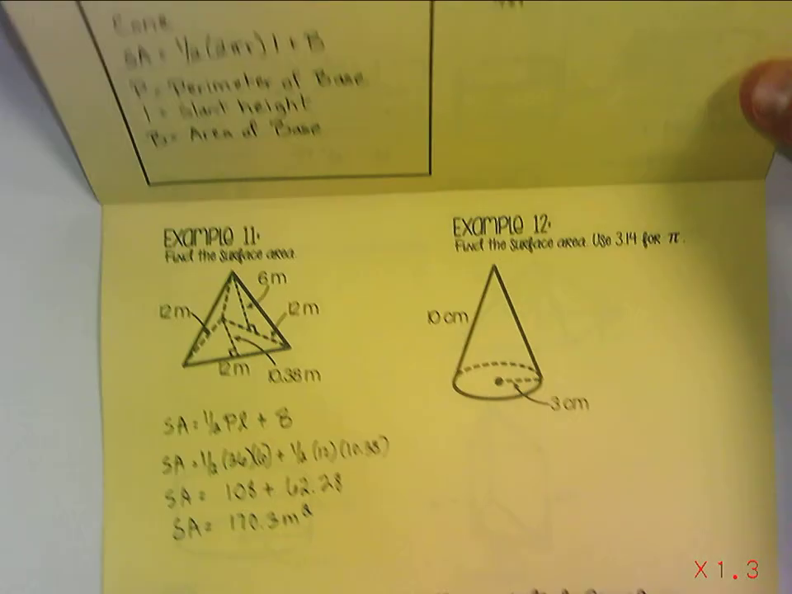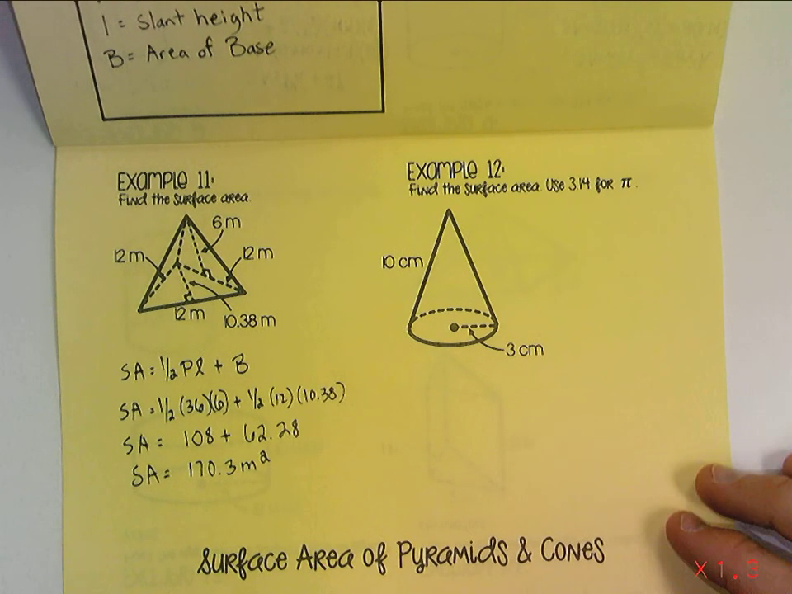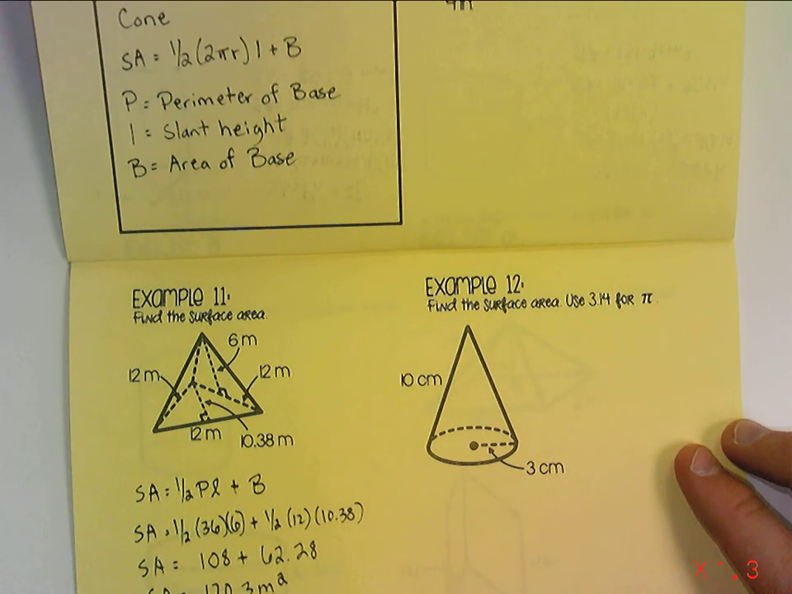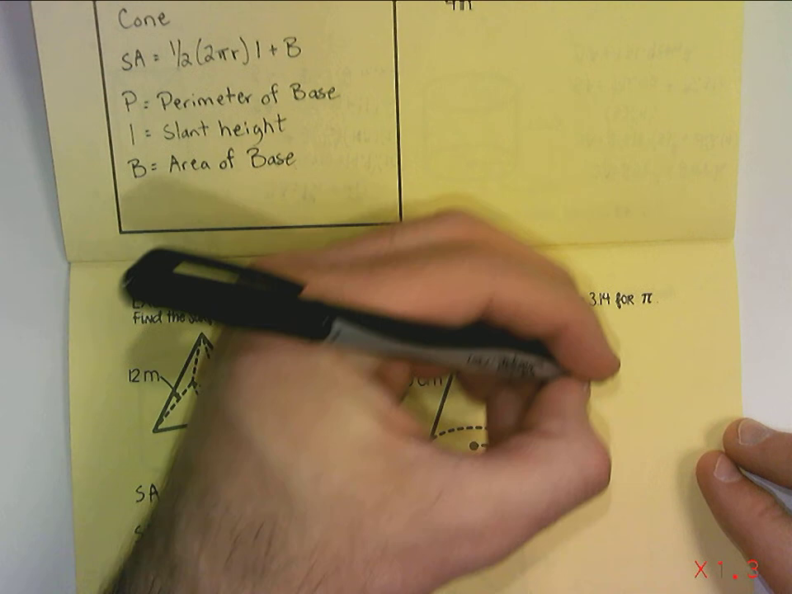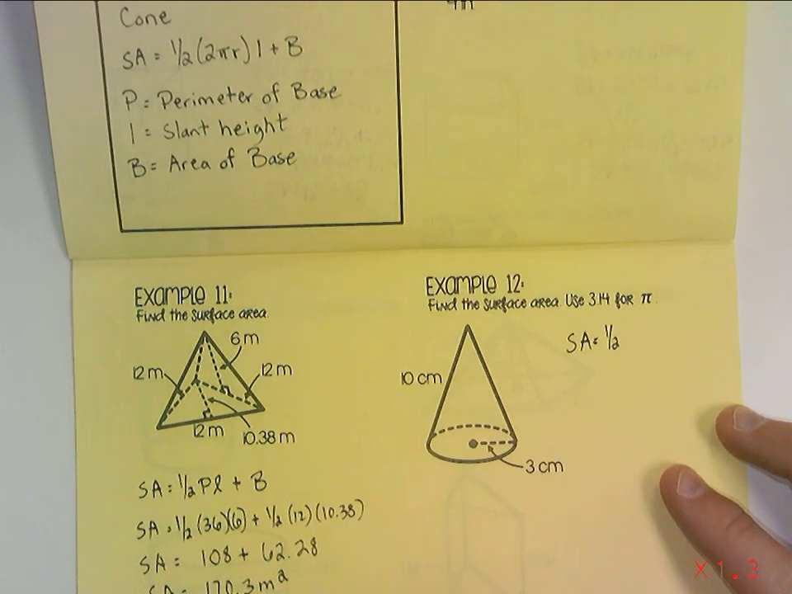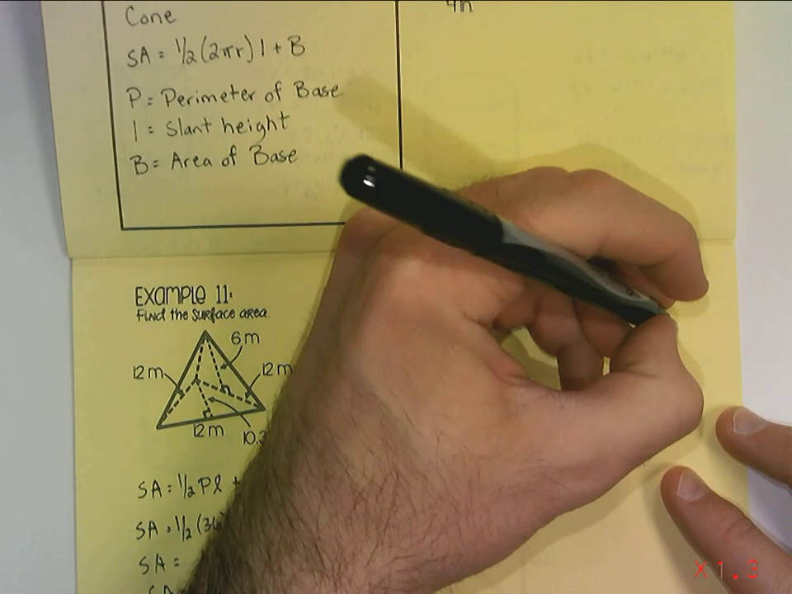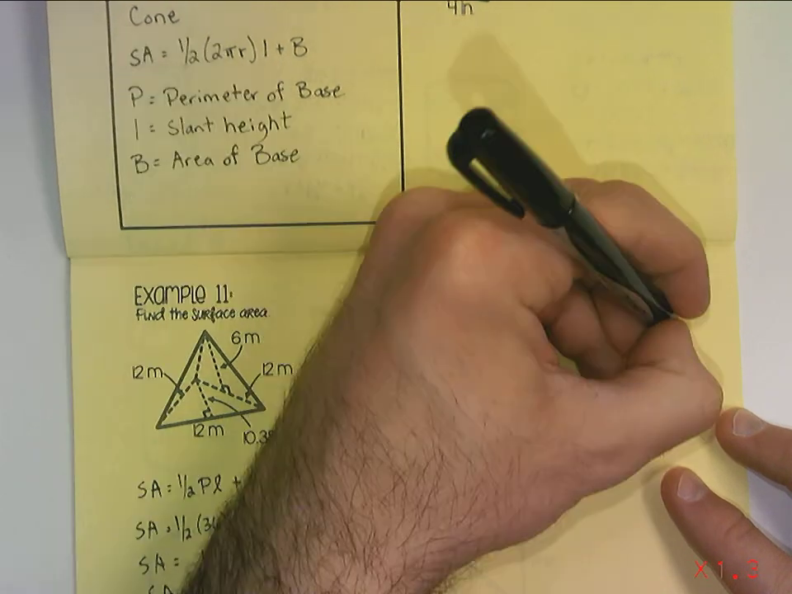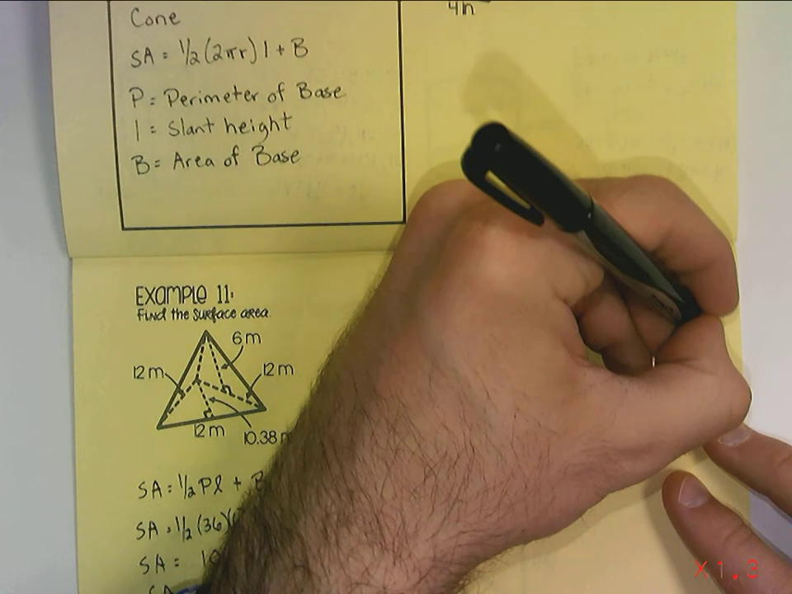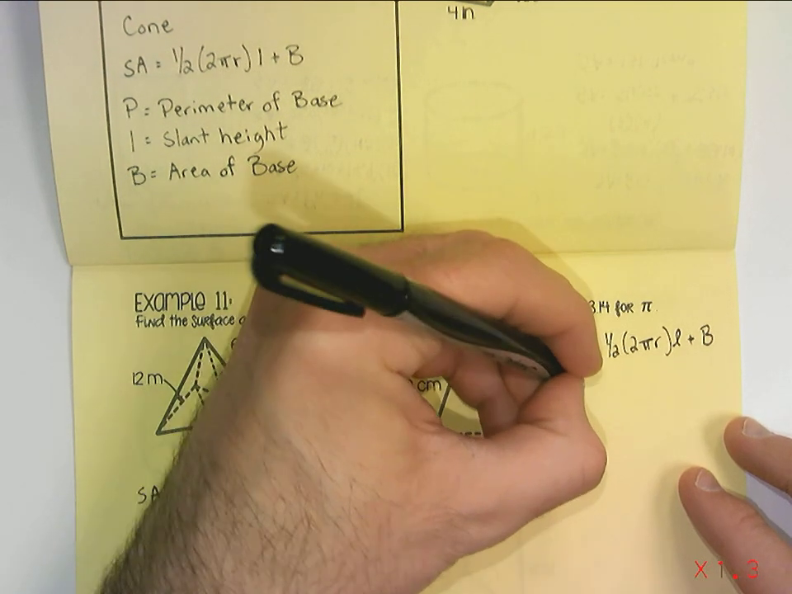And let's do number 12 here before I have you try examples on your own and then get to the exit slip. So the equation we need here, we can find that there: surface area equals 1/2 times the circumference, 2 pi r, times the slant height, which is listed as the L, plus the area of the base, which is going to be a circle.